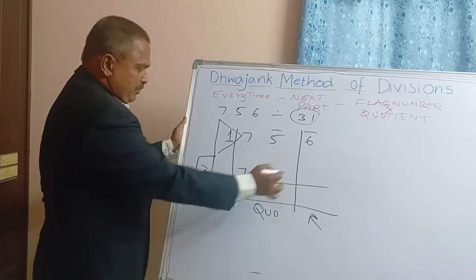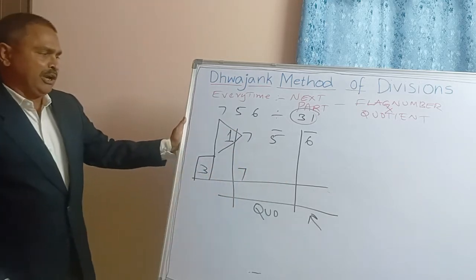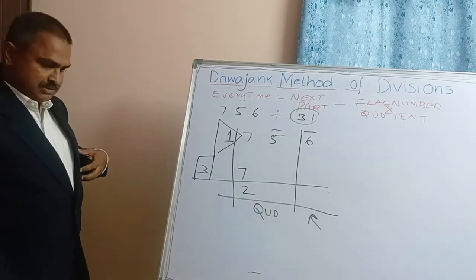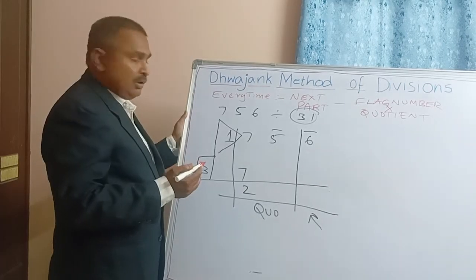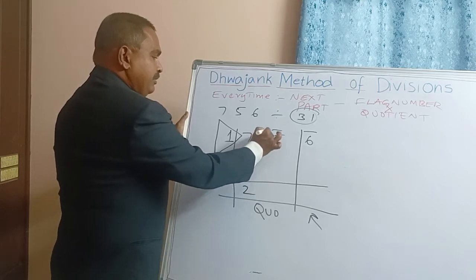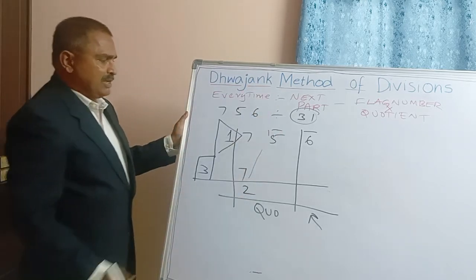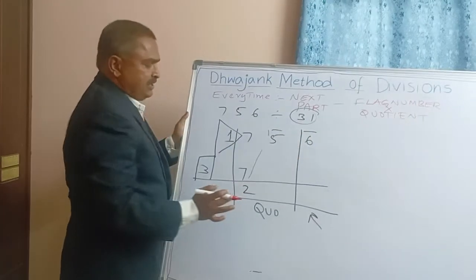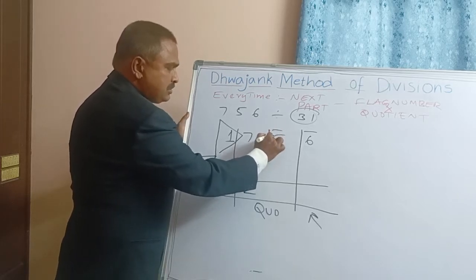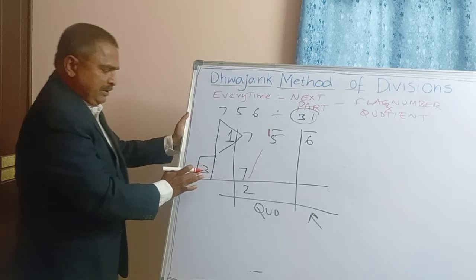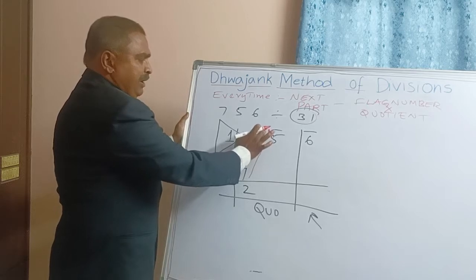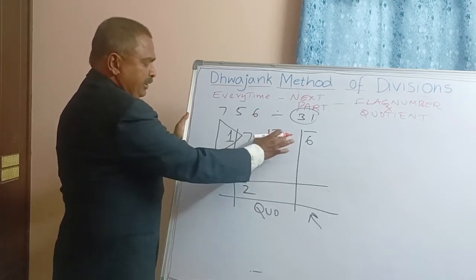So, bring down 7 to the baseline. 7 divided by 3, 2 times, 2 threes are 6. Now, 1 is the remainder. Keep 1 just above the line, because our number is not 7156, it is just 756. So divide 7 by 3, 2 threes are 6, 1 is the remainder. Keep 1 near 5, the next part.